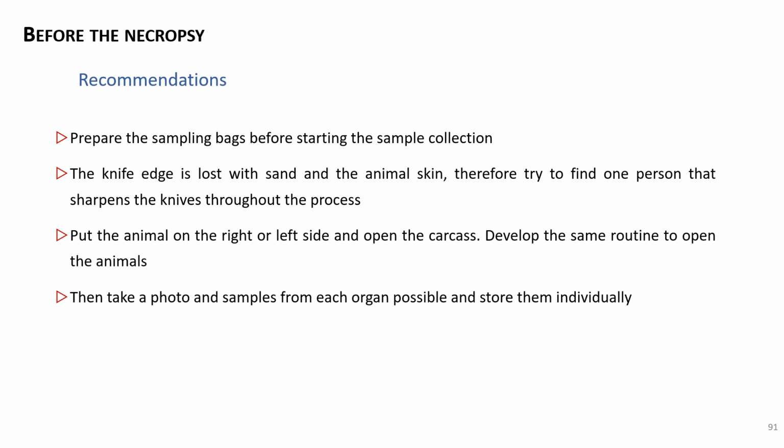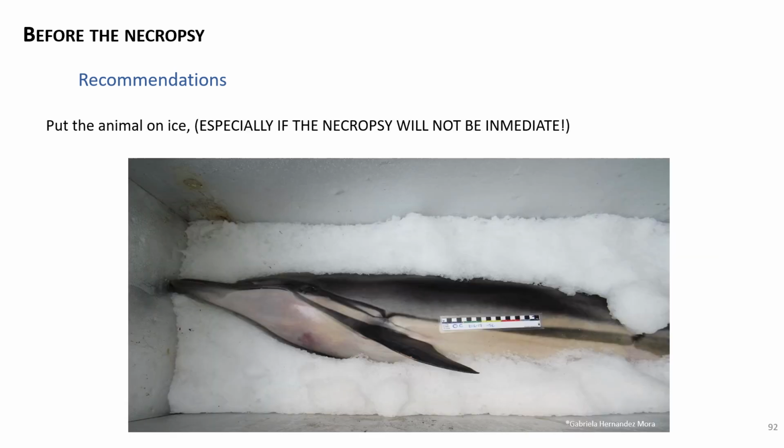Prepare the sampling bags before starting the sample collection. The knife edge is lost with sand and the animal skin. Therefore, try to find one person to sharpen the knives throughout the process. Put the animal on the right or left side and open the carcass. Develop the same routine to open the animals. Then, take a photo and samples from each organ possible and store them individually.